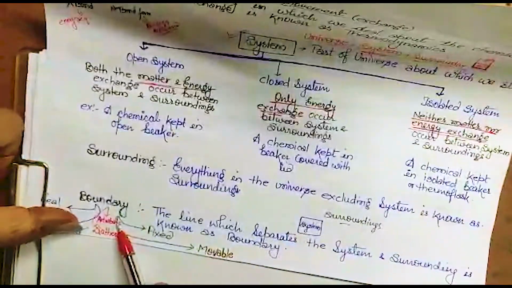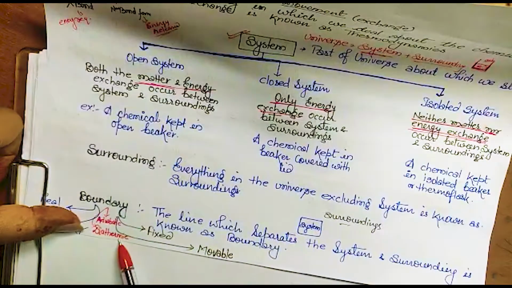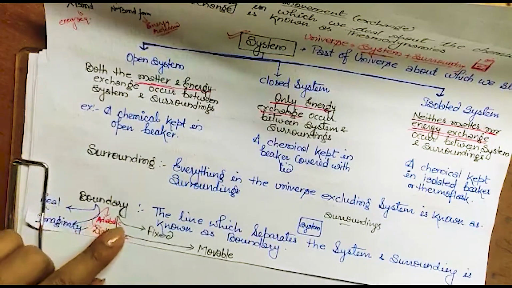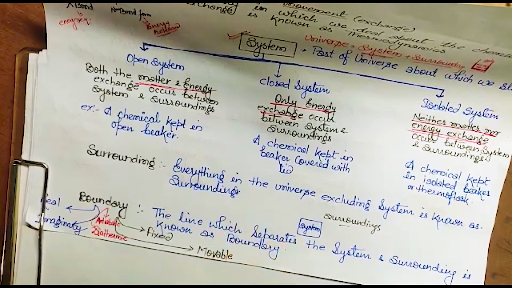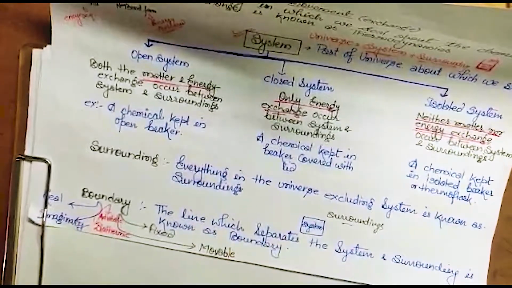And the third type of boundary is adiabatic boundary and diathermic boundary. We will learn about this thing आगे हम पढ़ेंगे, but still I am giving you a little knowledge over here.